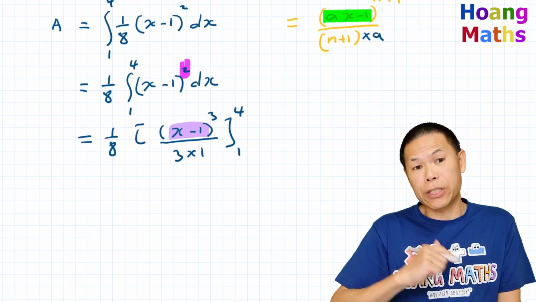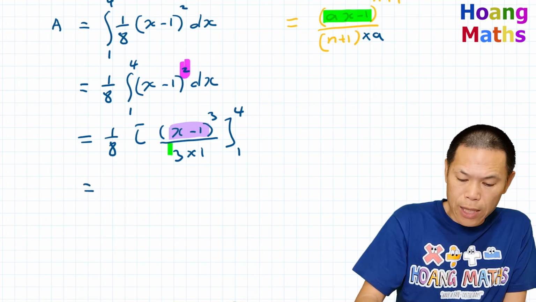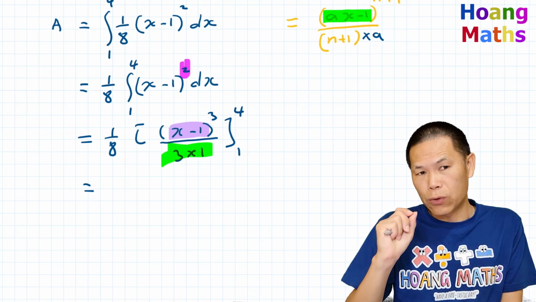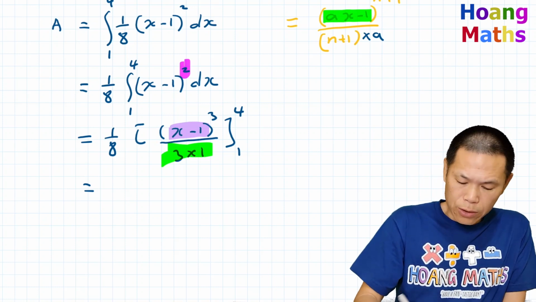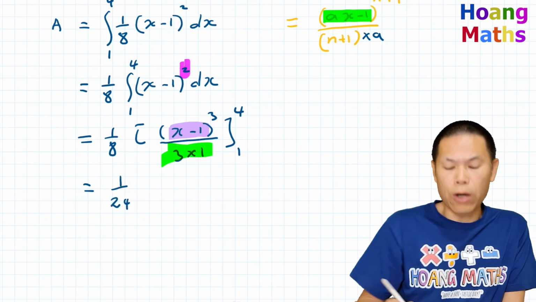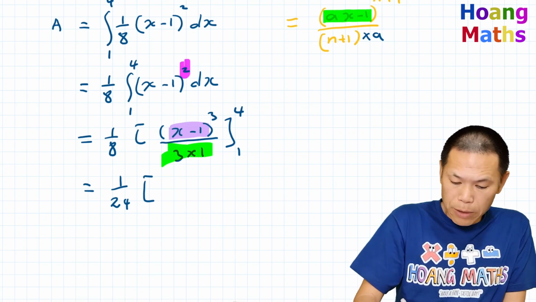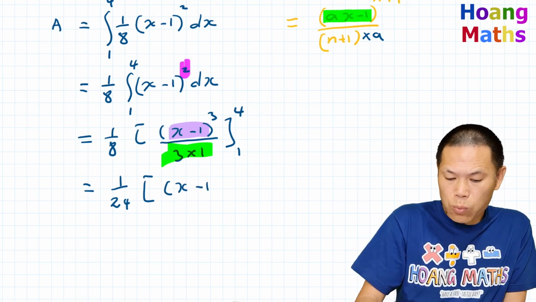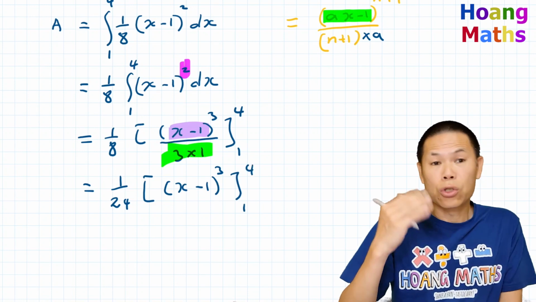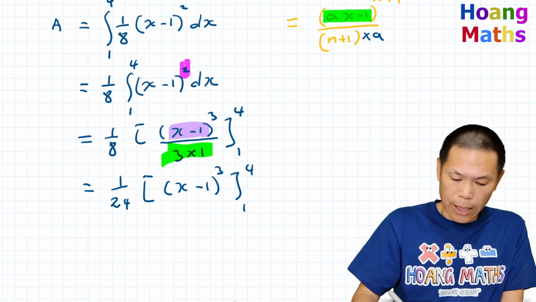So what I do now is I just simplify this a bit further. These two times together give me 3, and I can just take a third out because it's over 3. So if I take a third out, a third times 1/8 is 1 over 24. And let me just rewrite this, becomes (x minus 1) power 3 from 1 to 4. So now I just replace x with 4 minus x with 1, okay?